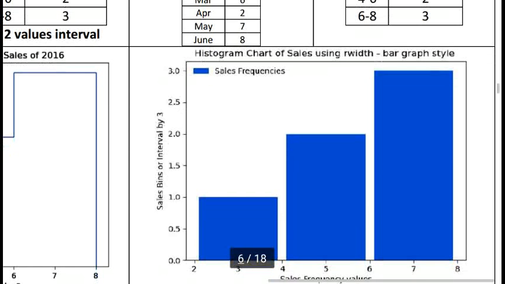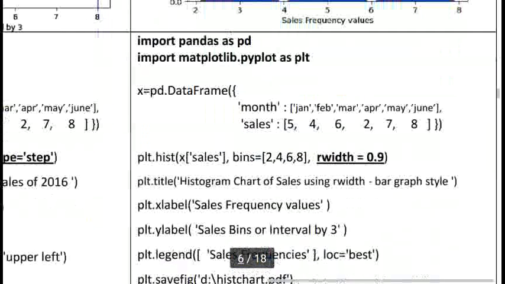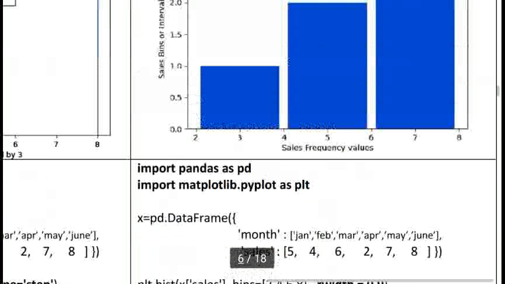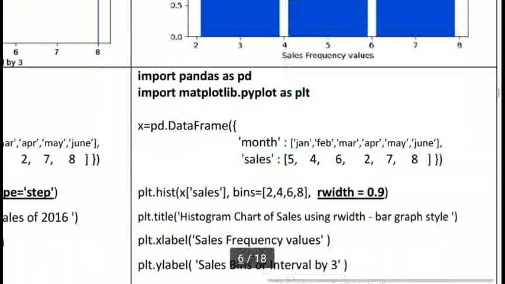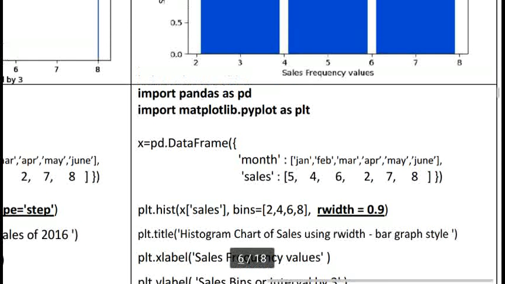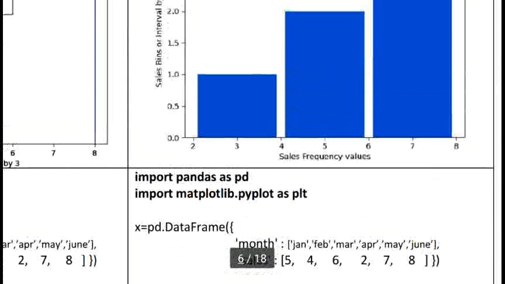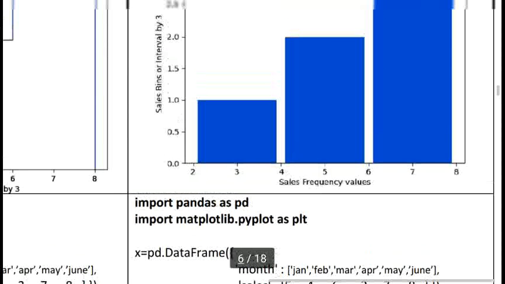Simple, we change one parameter, rwidth equal to 0.5, or 0.9. It will reduce the width, so automatically it will give a gap. By default rwidth is equal to 1, and when the width is 1 there is no gap. But when you reduce it to any value below 1, it will reduce the width, so it will produce a gap between bars. So this chart behaves just like a bar chart, but actually this is a histogram chart.